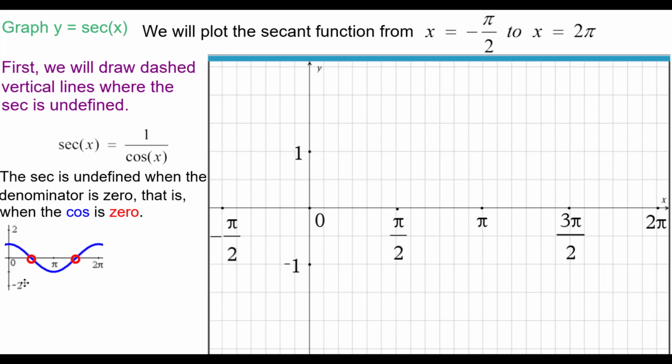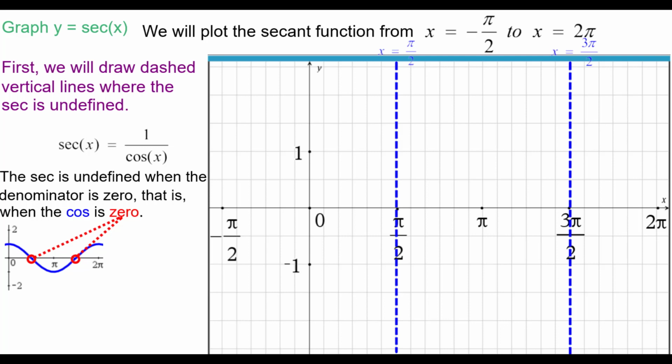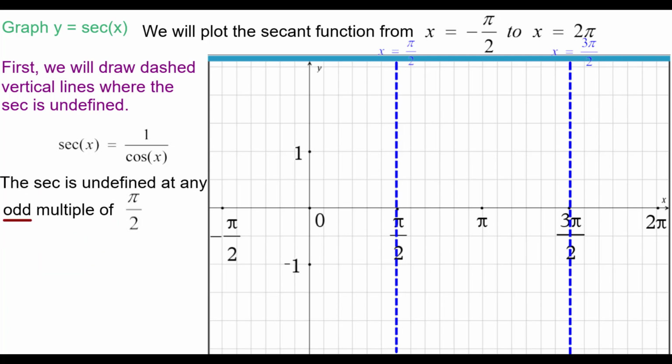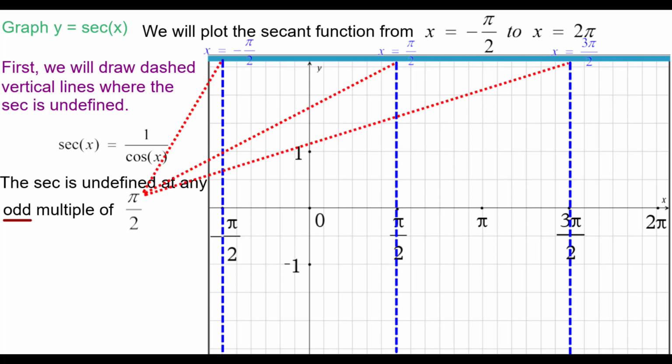When we draw the graph of cosine, we can see it's 0 here at pi over 2 and at 3 pi over 2. So we're going to put a vertical dashed line at x equals pi over 2, x equals 3 pi over 2. In fact, the secant is undefined at any odd multiple of pi over 2, also including negative pi over 2. So here are our 3 odd multiples of pi over 2 in this particular domain.